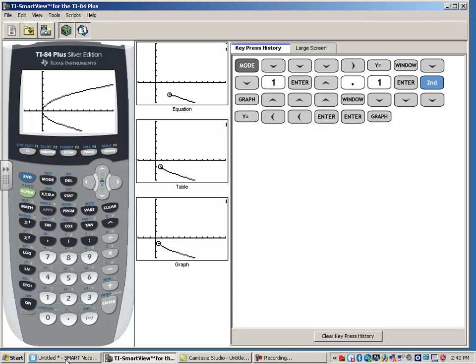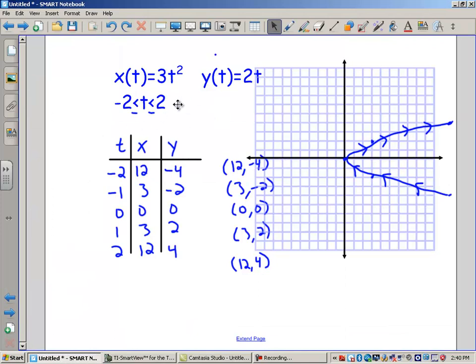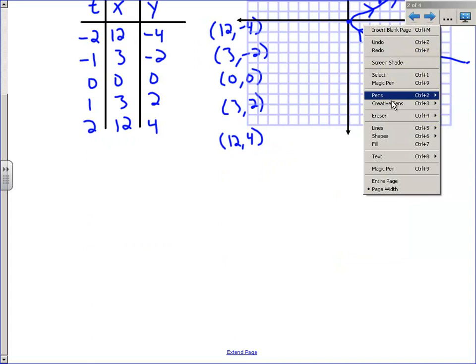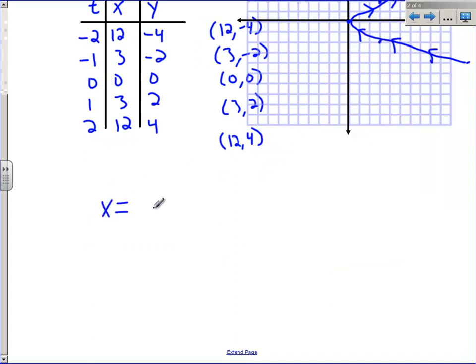Okay, so let's go back here to this, and let's unparametricize these. I really don't know if that's a word, but it's called eliminate the parameter. And to eliminate the parameter, we are going to get this in like y as a function of x is what I want. So let me just extend this page. Alright, so I originally had x equals 3t squared and y equals 2t. So what we can do to eliminate the parameter is you can solve one of these equations for t. And I guess I'll just solve the y equation for t. So I'm going to divide both sides by 2, and I will get that t equals y over 2.